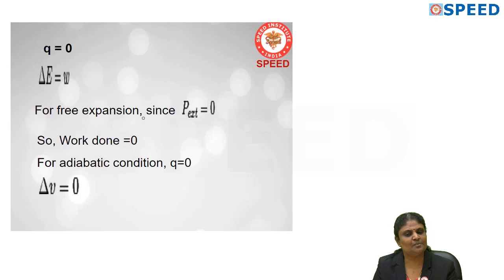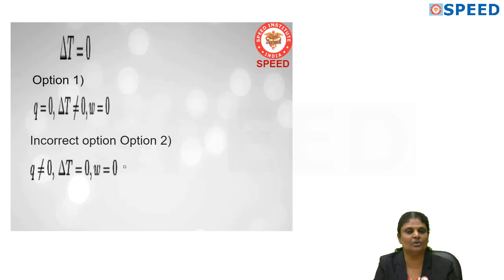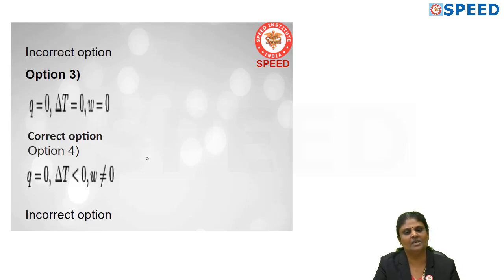For free expansion, since P external is equal to 0, the work done is also 0. So the total system is equal to 0, so del T is equal to 0. But the other options are wrong. So the other 3 options are wrong.